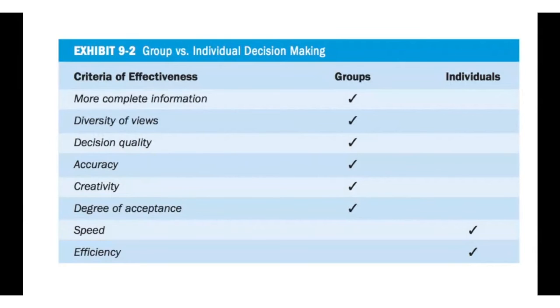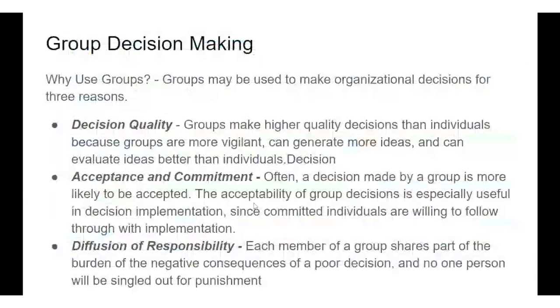So the balance, if you look at the balance there, group decision making indicates that it has a more broad and better process for making decisions. So group decision making research has proven that group decision making provides better decision quality. Groups make higher quality decisions than individuals because groups are more vigilant, they generate more ideas, and can evaluate the ideas better than individuals.